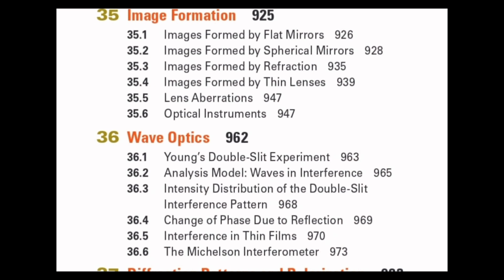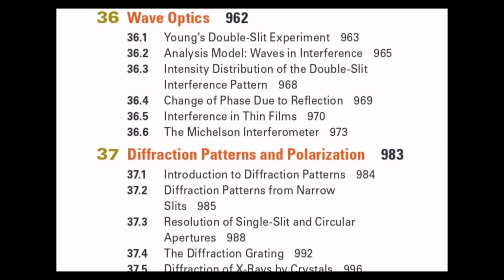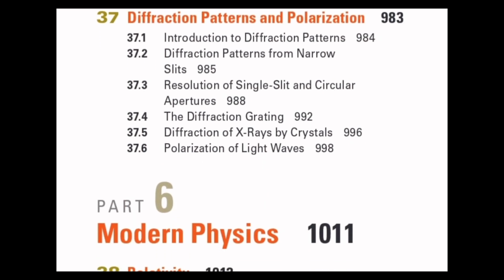Section 36 is all about wave optics. We talk about the Young's double slit experiment, an analysis model, waves in interference, intensity distribution of the double slit interference pattern, change of phase due to reflection, interference in thin films, and the Michelson interferometer. Section 37, diffraction patterns and polarization. Introduction to diffraction patterns from narrow slits, resolution of single slit and circular apertures, the diffraction grating, diffraction of X-rays by crystals, polarization of light waves.